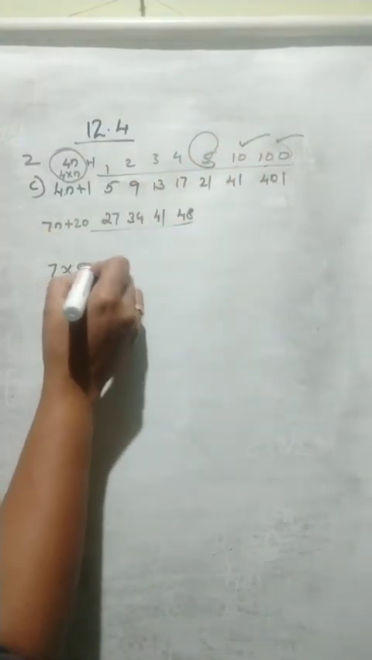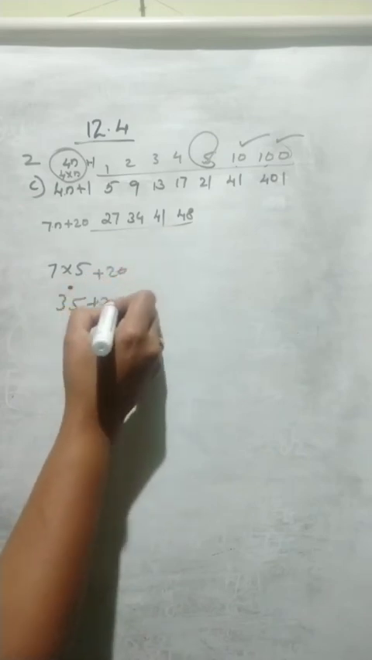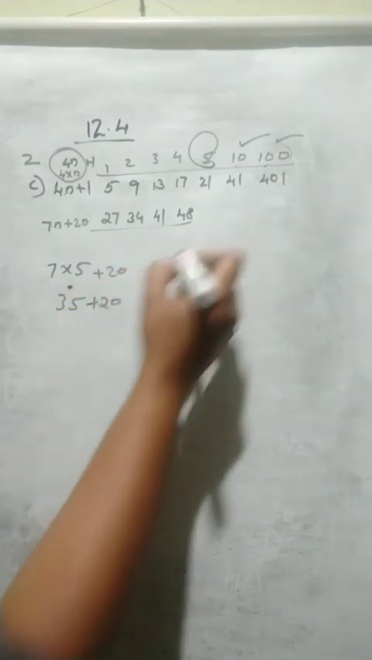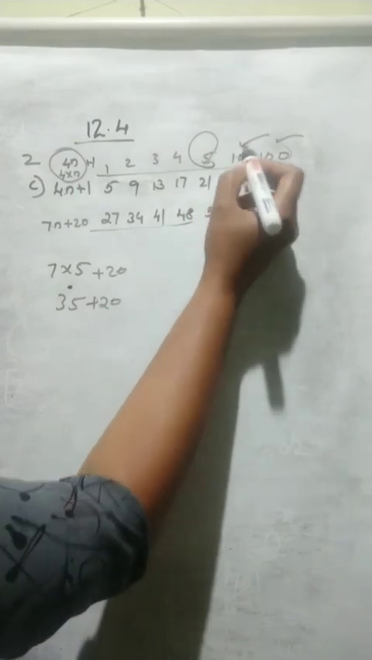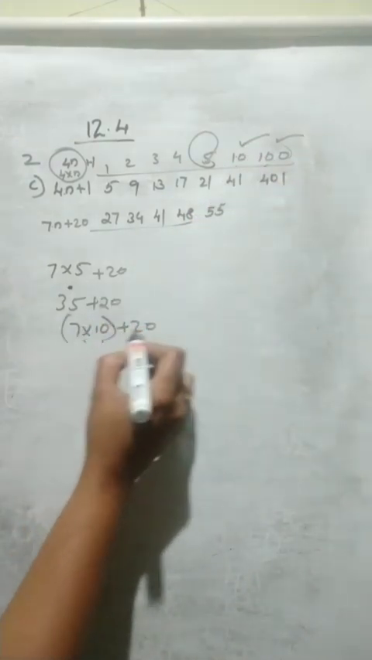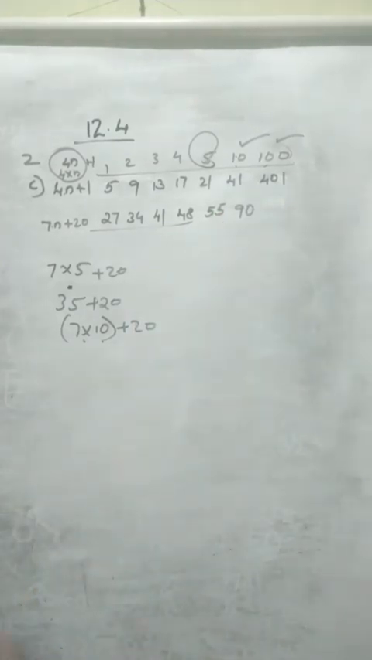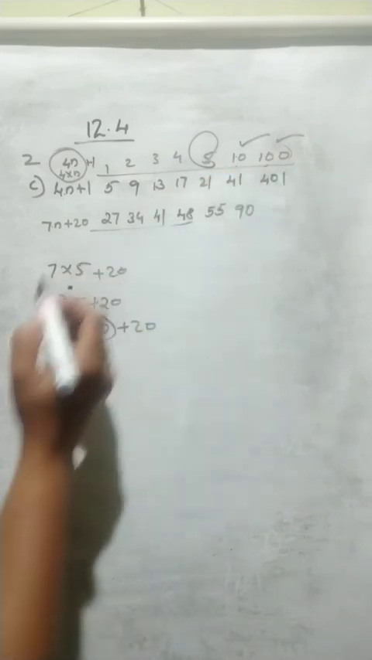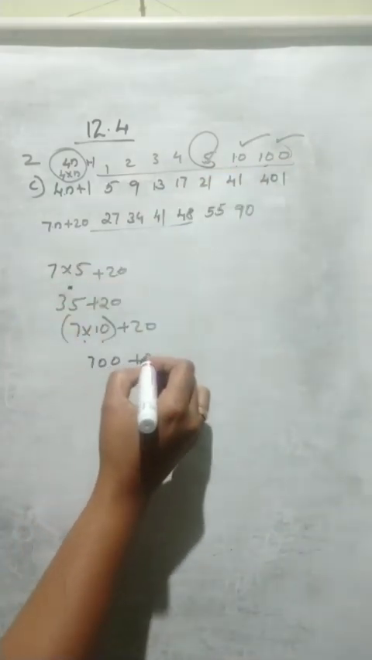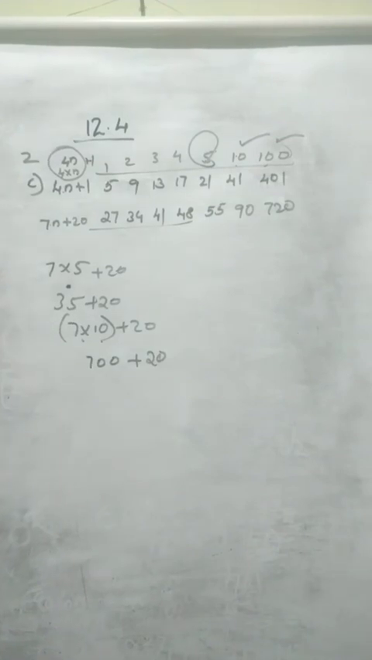Then 7 times 5. 7 5s are 35. 35 plus 20, that is 55. Then 7 times 10 plus 20, that is 70 plus 20, that is 90. Then 7 times 100, 700. 700 plus 20, 720.